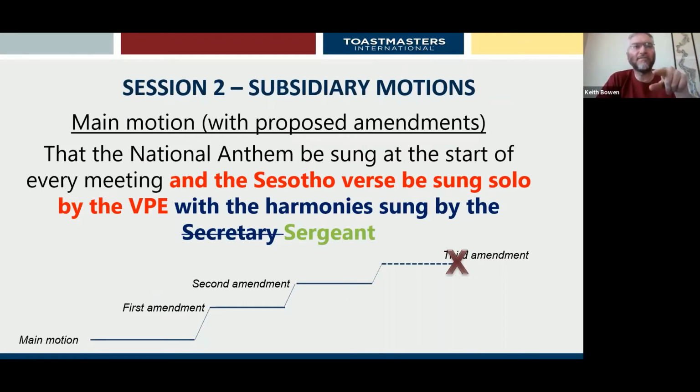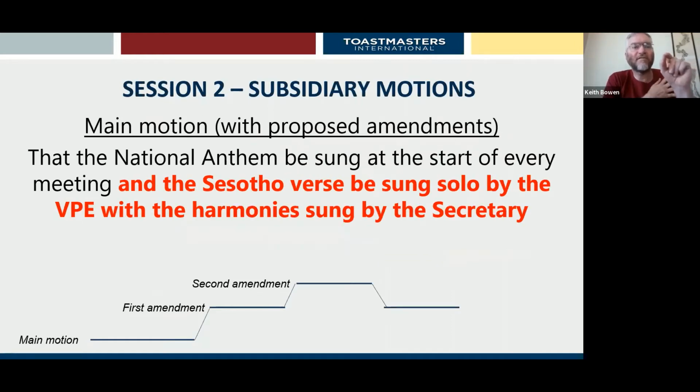If we carry on, if we go back to our second amendment, now let's assume the second amendment passes. So now the amendment that we are coming back to, the first amendment, has been modified. So the first amendment is, the Sesotho verse be sung solo by the VPE with the harmony sung by the secretary. Theoretically, at this point, you could now go and introduce an amendment to strike out secretary and talk about the sergeant, because now we're back to only two things being on the table. You can add the third, or the second amendment, but we're not going to go down that complicated route. But now this is the amendment that we're discussing.